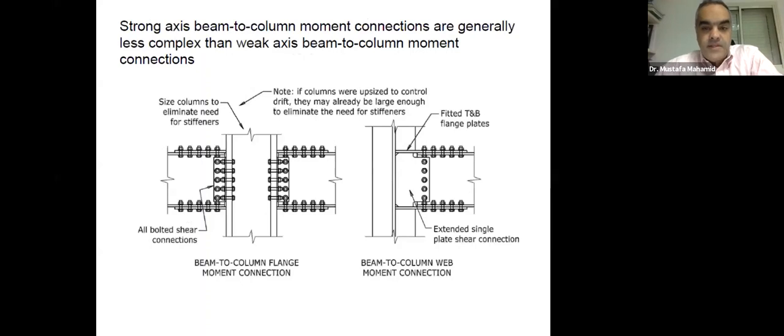And this is an example of these moment connections that are made to the flanges. They are efficient, they are simple to do, versus when you have a beam to column connection to the web, where you have to have coping. You may need stiffeners, and of course the material will be more, and the labor will be more.